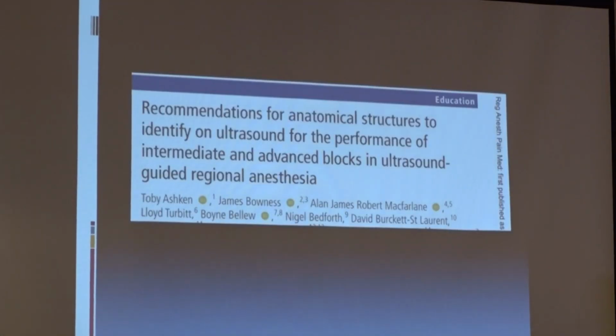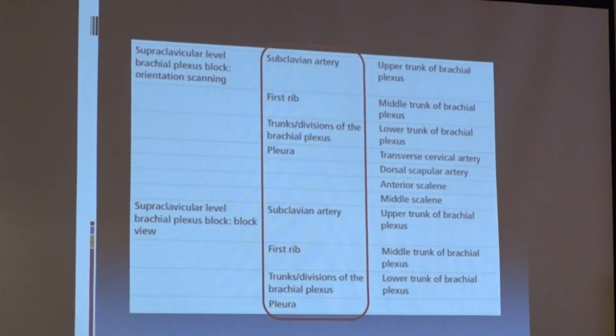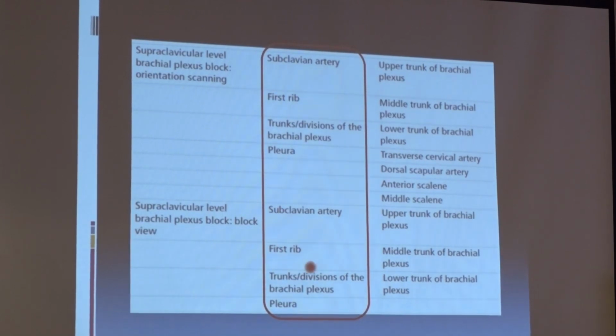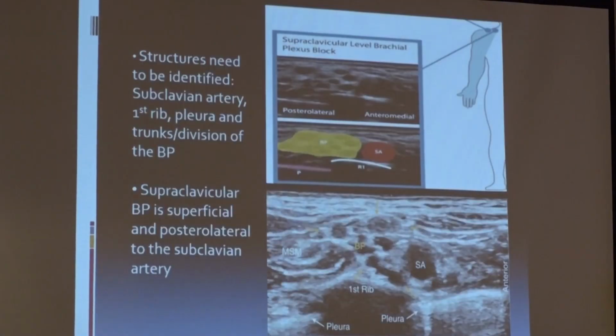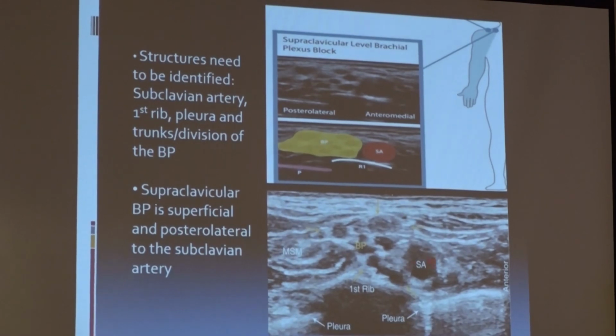Then the recommendations for supraclavicular: we only need to identify 4 structures. They are the subclavian artery, first rib, trunks and divisions of the brachial plexus, and pleura. Once we have identified these 4 structures, the brachial plexus is actually superficial and posterolateral to the subclavian artery.